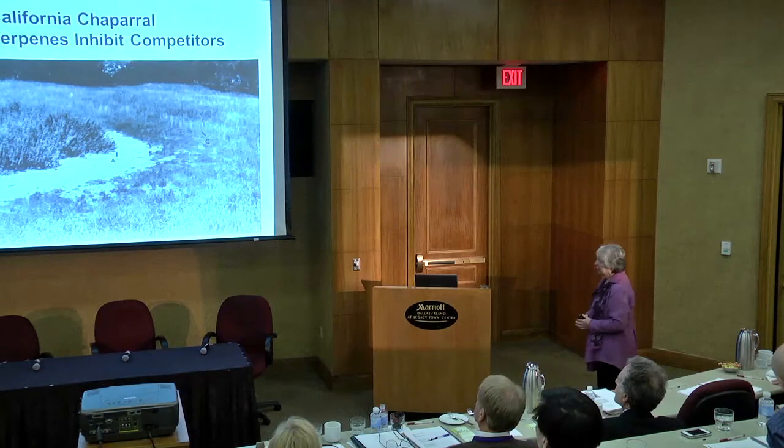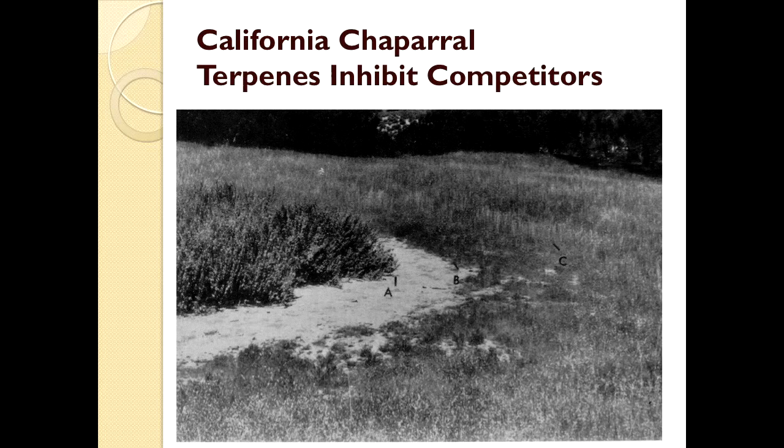Here's an aerial picture of California chaparral, and you see an area where there's no plants growing. The chaparral is over on your left side, and it has a compound in its leaves which inhibits other plant growth. Okay, and these compounds are called terpenes. Terpenes, by the way, are the structural molecules from which trichothecenes are produced.